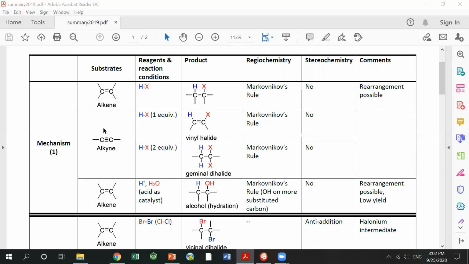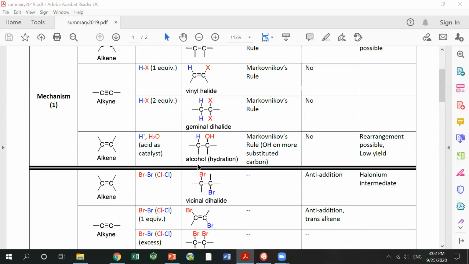For the triple bond case, you can add one equivalent of HX or two equivalents of HX. You can also do hydration reactions under acid catalysis, which generates an alcohol. There is still rearrangement, and because this reaction is reversible, the reverse of dehydration, it normally has very poor yield.